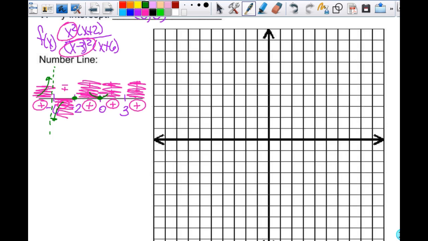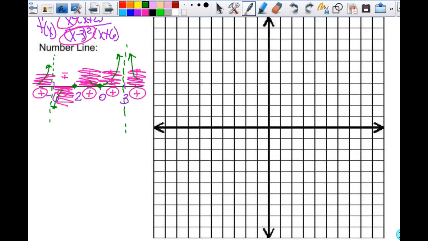Then at 3, I have a vertical asymptote, and it's positive, positive, because I have togetherness that we wrote down, right? So it's going to look like that. That makes sense? That's what those tangency and togetherness means when they're matched up like that. All right, so let's go on over here and plot everything we can.